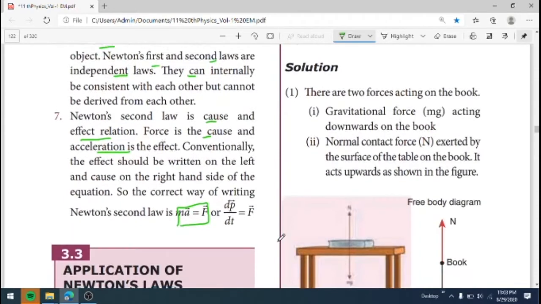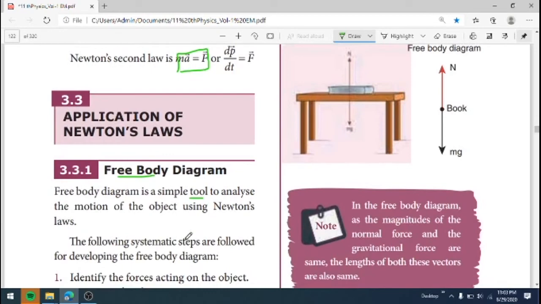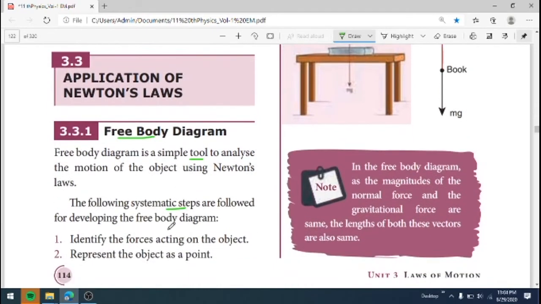Okay, coming to the next topic, applications of Newton's laws. A very, very important concept, children, is the free body diagram. What is this free body diagram? It is a simple tool. It helps us to analyze the motion of the object. If you want to analyze the motion of an object using Newton's laws, you can use this free body diagram. We need to follow systematic steps for developing any free body diagram. Nothing much, just 3 points.